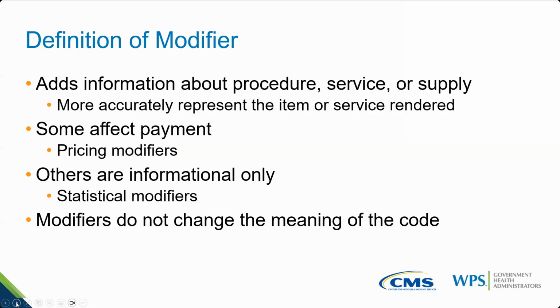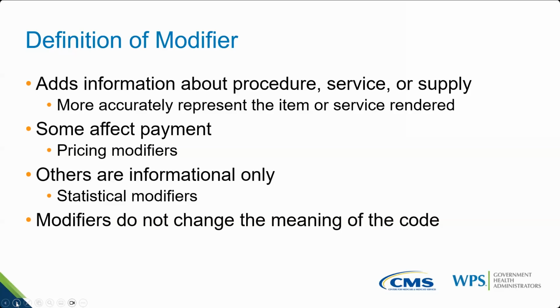Modifiers are essential tools in the coding process. They are two characters, which could be letters, numbers, or a combination. They're added to a CPT or HCPCS Level 2 code. Using them provides additional information about the medical procedure, service, or supply, and that's done to more accurately represent what was actually done for the patient. So there's a whole list of codes. These codes modify, hence why they're called modifiers, what was actually done for the patient.